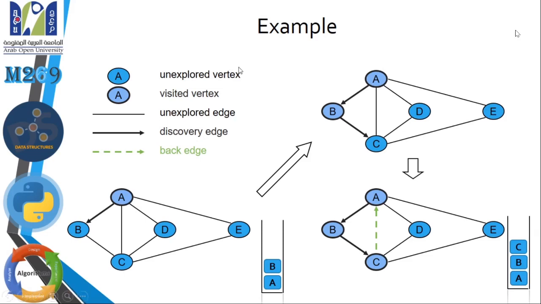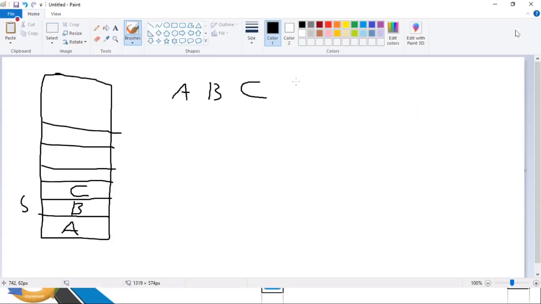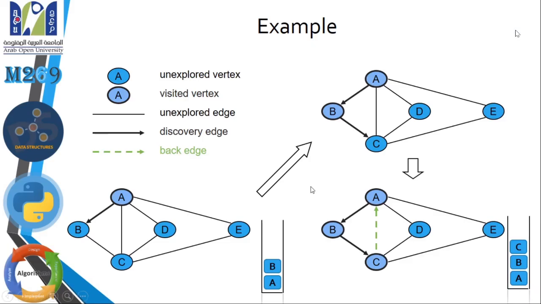I will select D, to follow the same selection as the slide. So D will be added right here. Anything left? No, that's it. I cannot visit E. It's only one.